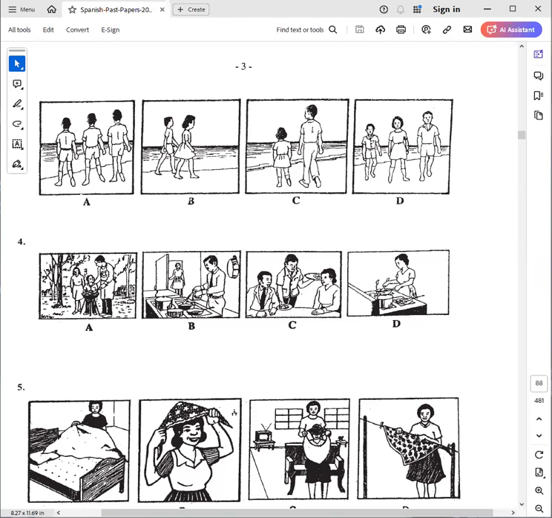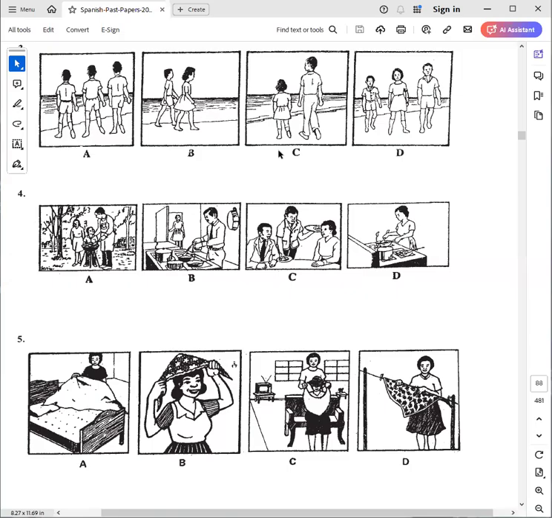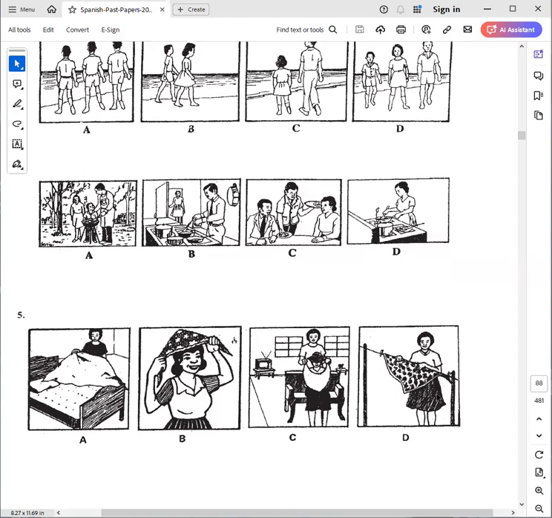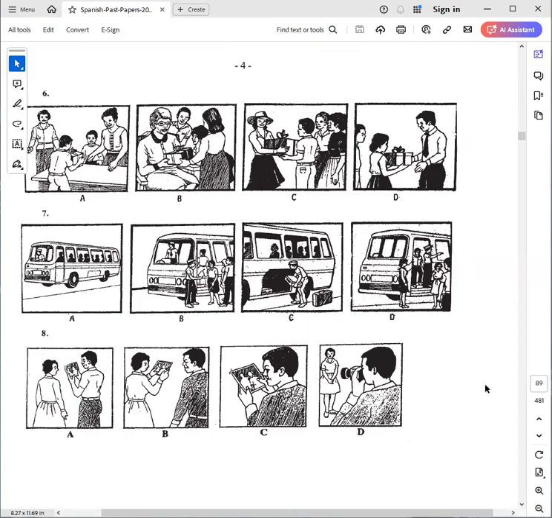Number five, ella tiende el mantel. So she spreads out the tablecloth. So that's D. Number six, ellos miran mientras que ella le entrega el regalo. So everyone is looking, or they are looking, while she's giving him the gift. So that's C. We also have number seven.